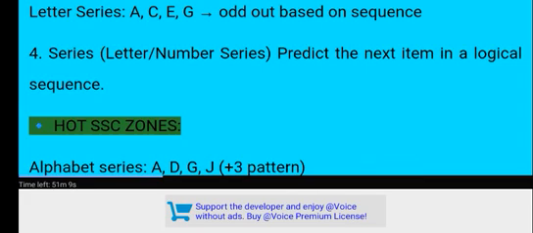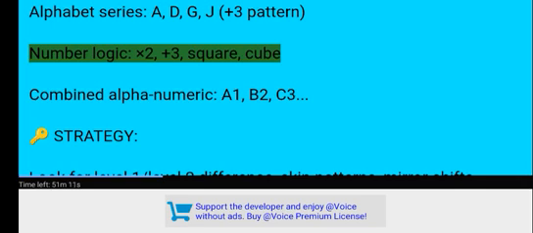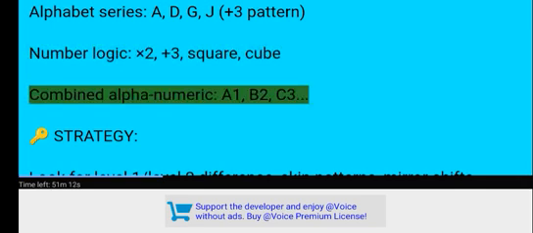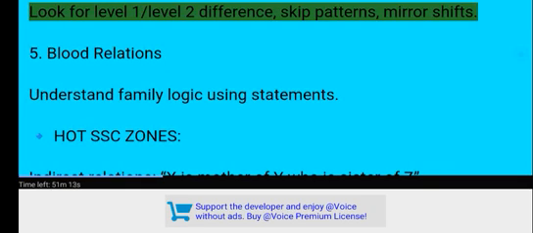Hot SSC zones. Alphabet series: A, D, G, J, a plus 3 pattern. Number logic: times 2 plus 3, square, cube. Combined alphanumeric: A1, B2, C3. Key strategy: look for level 1, level 2 difference, skip patterns, mirror shifts.